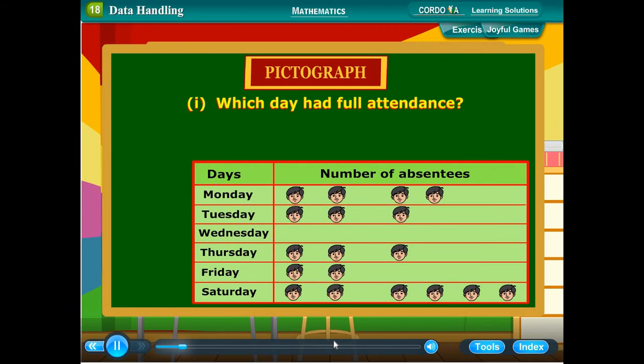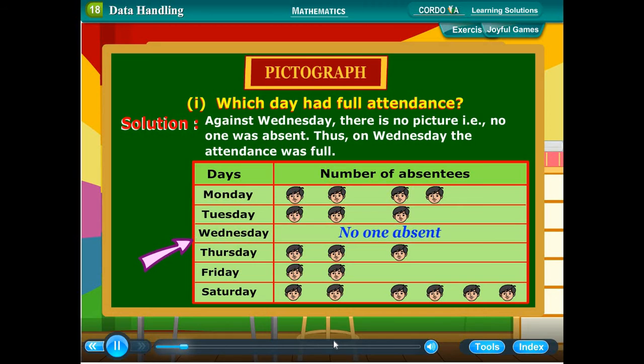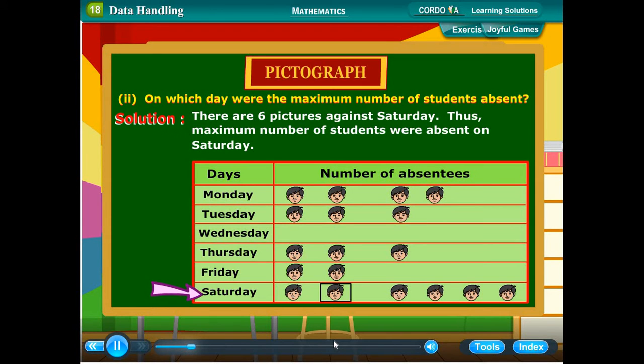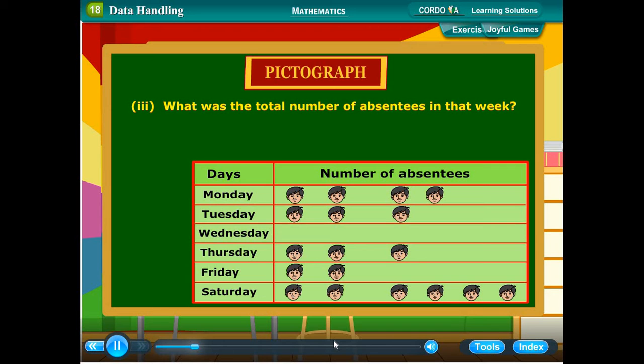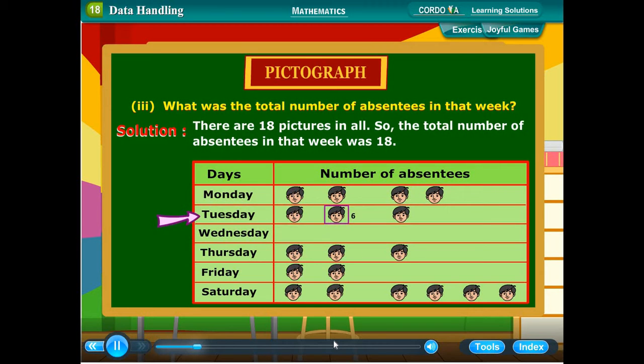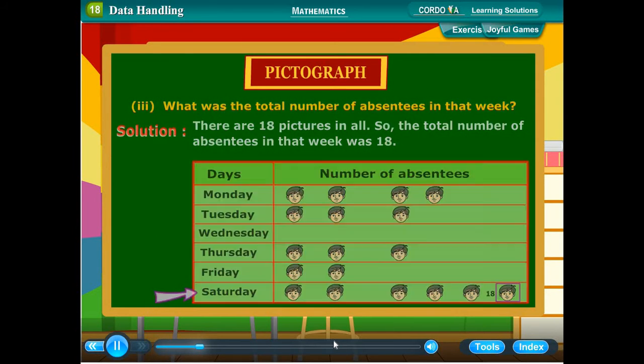Which day had full attendance? Solution. Against Wednesday there is no picture, that is, no one was absent. Thus, on that day the attendance was full. On which day were the maximum number of students absent? There are 6 pictures against Saturday. Thus, maximum number of students were absent on Saturday. What was the total number of absentees in that week? There are 18 pictures in all, so the total number of absentees in that week was 18.